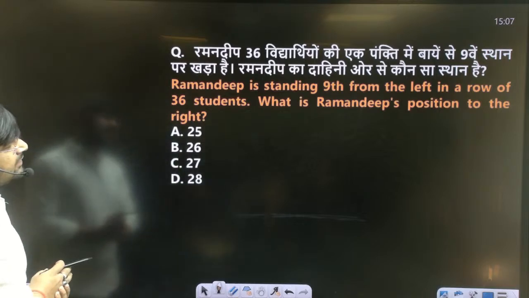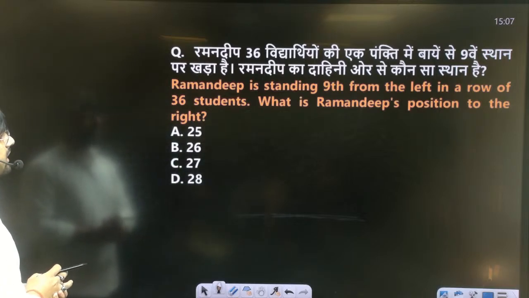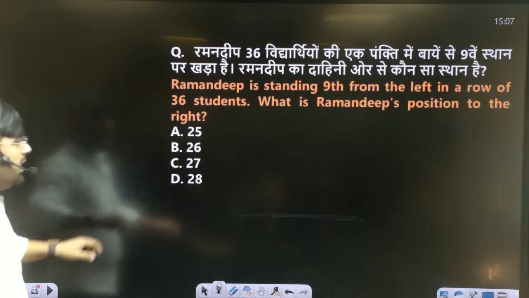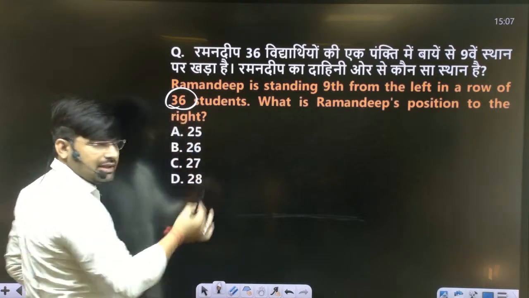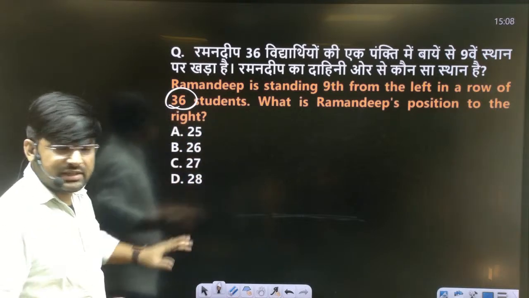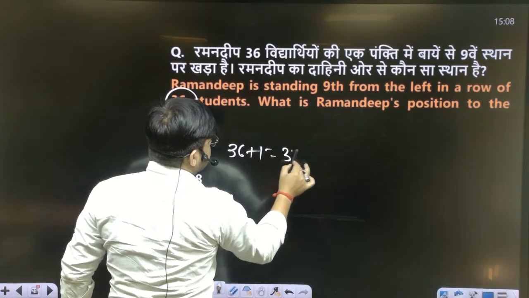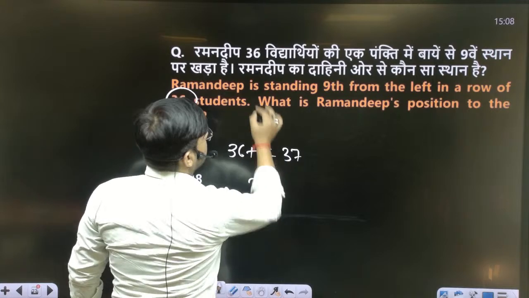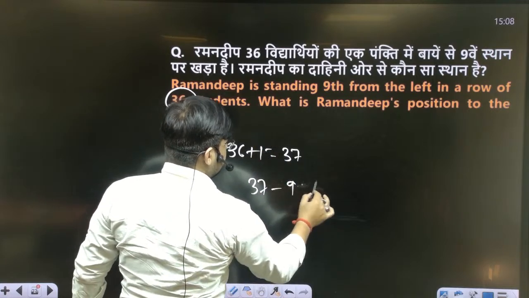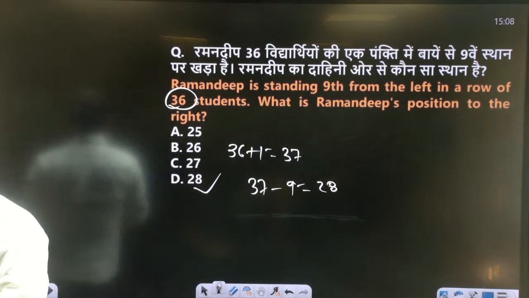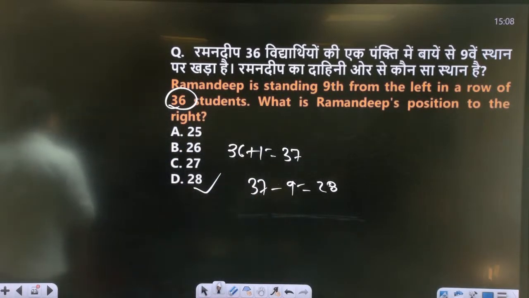Ramandeep is standing 9th from the left in a row of 36 students. If the total number is given and one side rank, then you have to add 1 to the total number of persons. So total number 36, 36 plus 1 is 37, and subtract 9 from 37, it's 28. 28 is our correct answer. Is it clear?